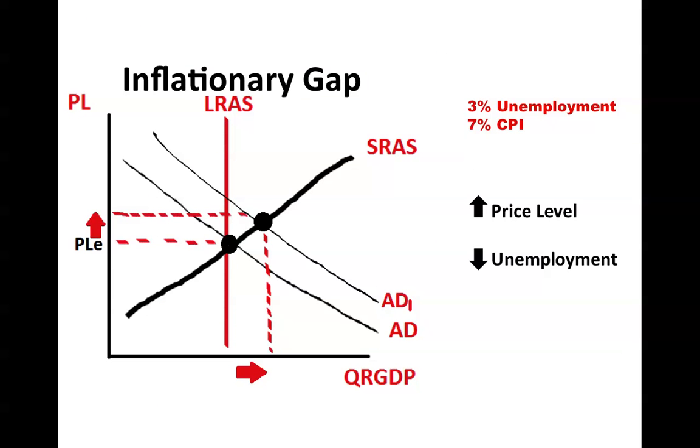Another type of economic gap would be an inflationary gap. An inflation occurs when aggregate demand is too high, causing an increase in the overall price level of the economy and a decrease in unemployment. Inflations occur when there is less than 5% unemployment and a CPI over 3%.